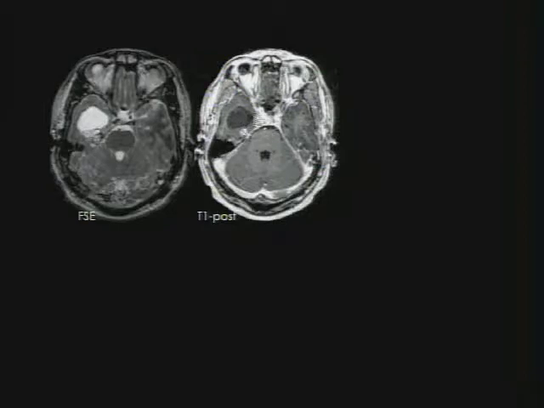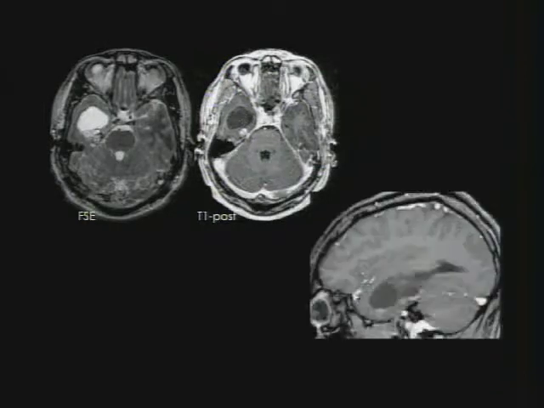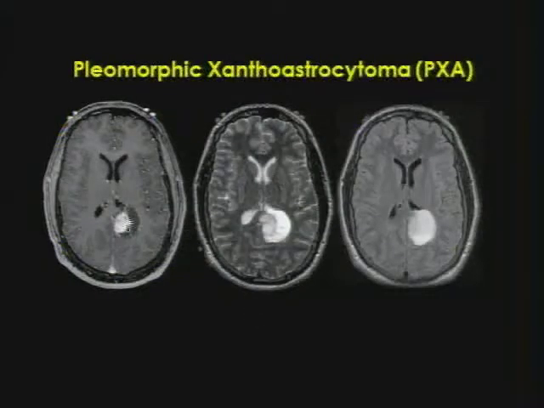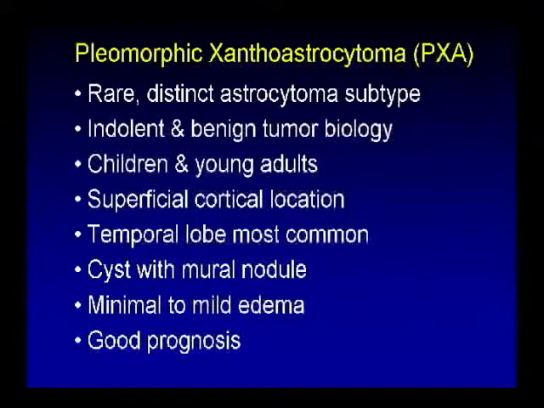Here is an example of a temporal lobe nodule and a cyst. Nodule and a cyst. This is a ganglioglioma. Here is a nodule and a cyst, virtually no edema. This is a pleomorphic xanthoastrocytoma. PXA is also considered WHO grade 1. They're usually biologically indolent, but there is an anaplastic variant that could actually behave a little bit more aggressively.